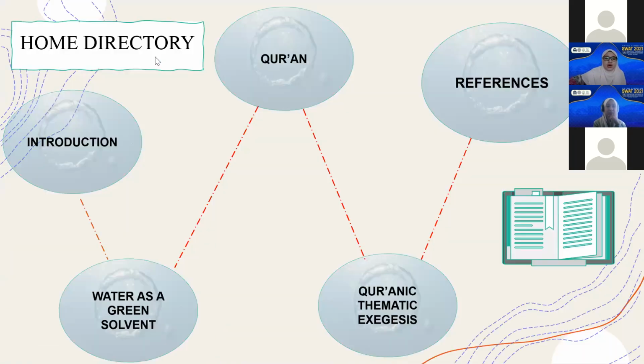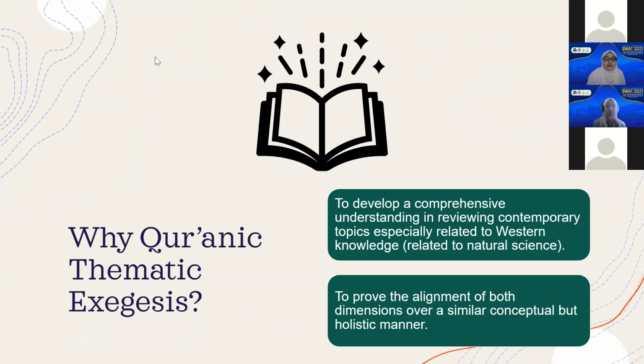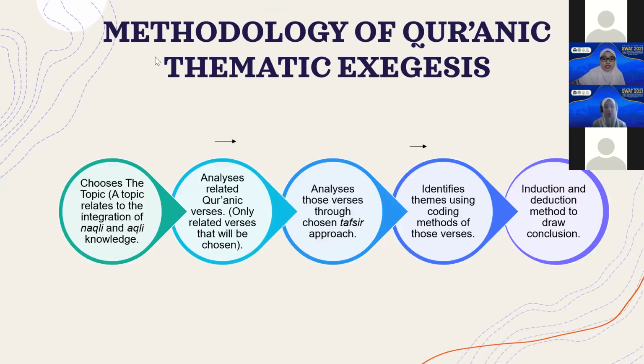So basically, why does this research focus on Quranic semantic exegesis? Quranic semantic exegesis may develop a comprehensive understanding in reviewing contemporary topics, especially those related to Western knowledge or natural science. So Quranic semantic exegesis will be a bridge to connect modern science and Islamic knowledge, and may prove the alignment of both dimensions over a similar concept in a holistic manner. Why? Because it may explain both the physical and spiritual elements of the topic chosen.